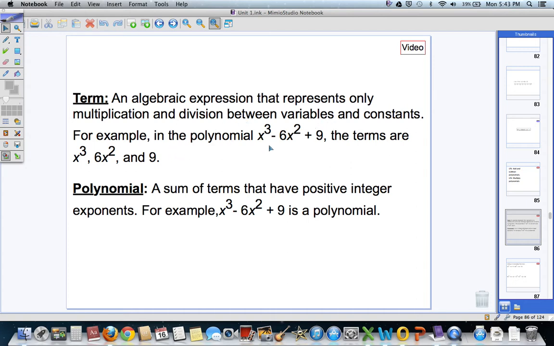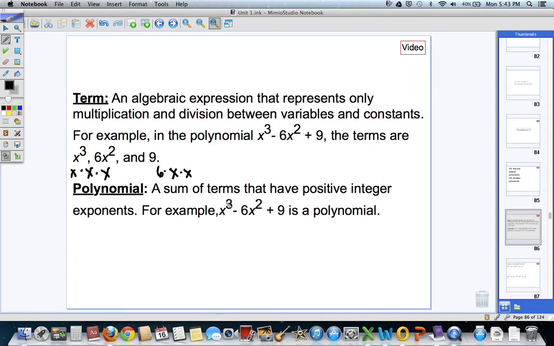For example, in the polynomial x cubed minus 6x squared plus 9, my terms here are x cubed, and so this is my multiplication between my variables because my x cubed is the same thing as x times x times x. My 6x squared is 6 times x squared, and then 9 is just a constant. And in between all of these terms, there's either a minus or a plus. So my polynomial is a sum of terms that have positive integer exponents.